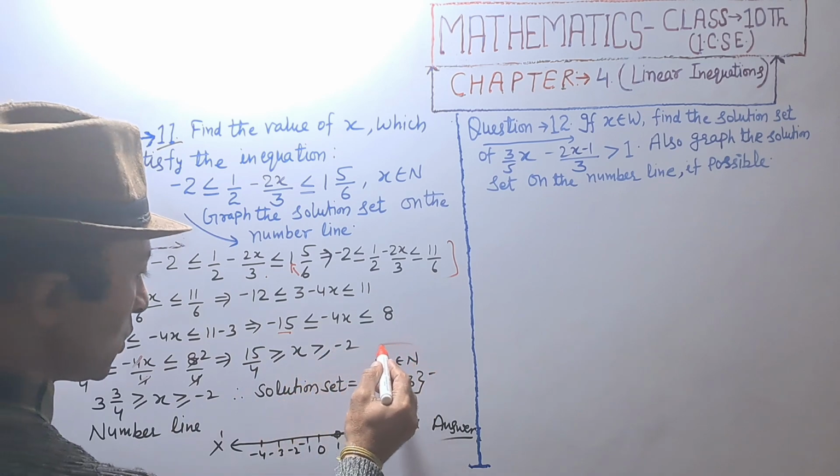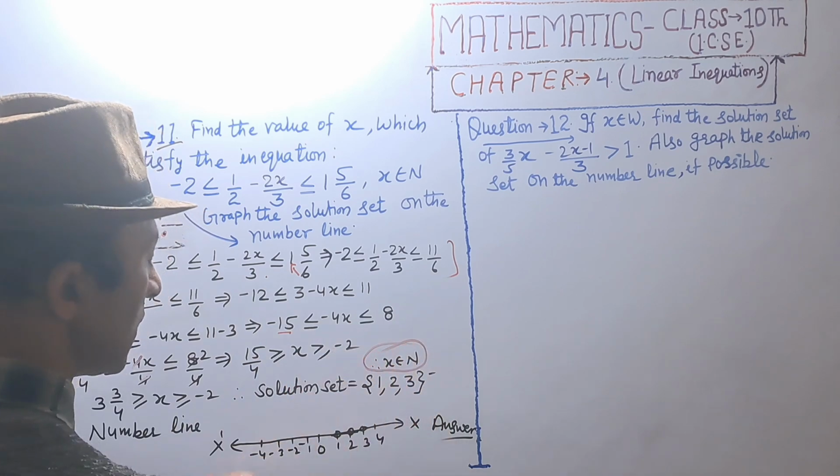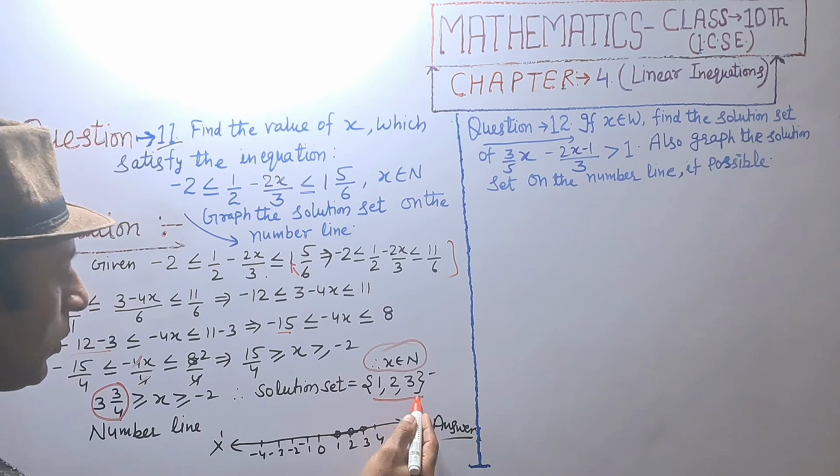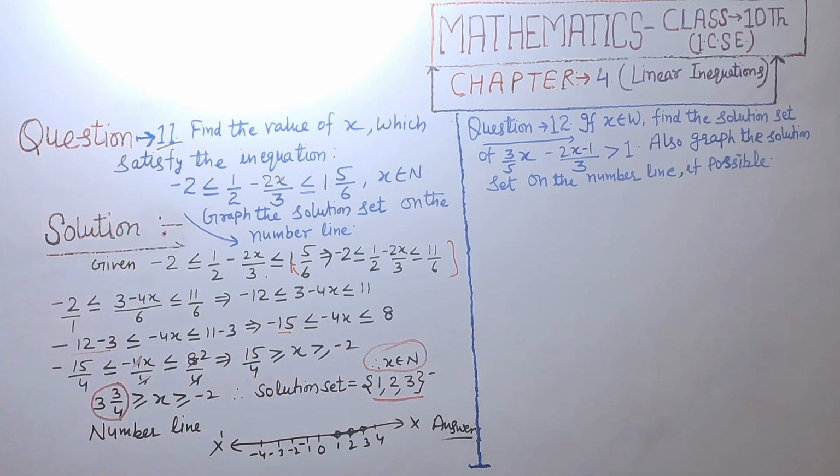So x belongs to natural numbers. Natural numbers start from 1, 2, 3, 4, and 3 3/4 ≥ x ≥ -2. So the solution set will be 1, 2 and 3. The required solution set is 1, 2, 3, and on the number line it is 1, 2 and 3. Answer.